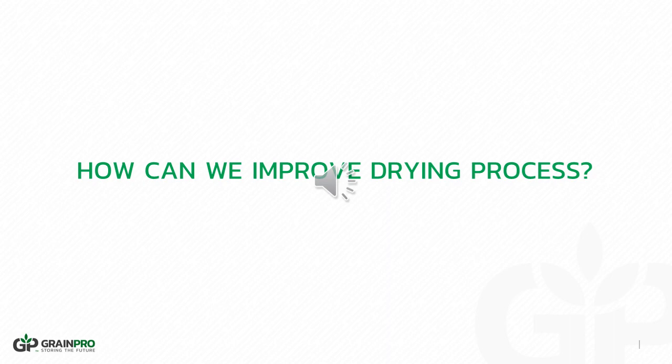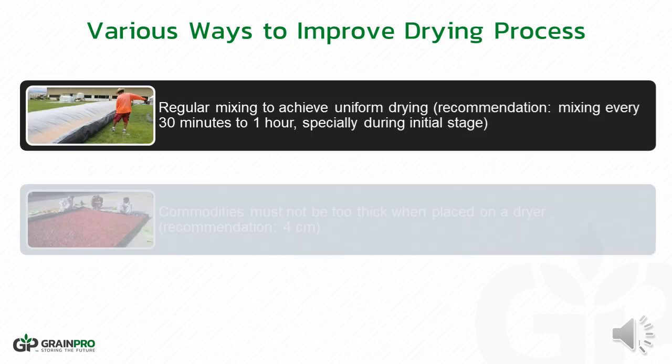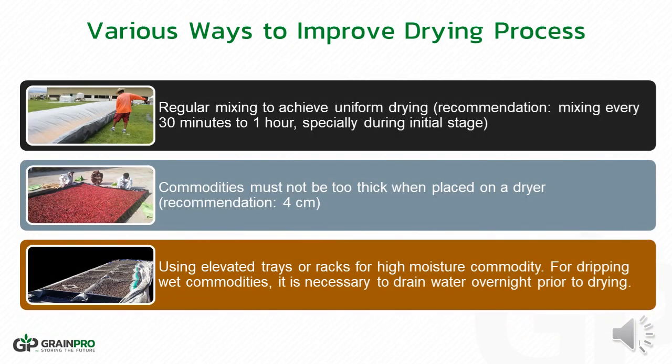There are several ways to improve the drying process in order to achieve advantages of existing drying technology, such as uniformity, shorter time, quality preservation, and lower cost. These are some ways to improve the drying process.